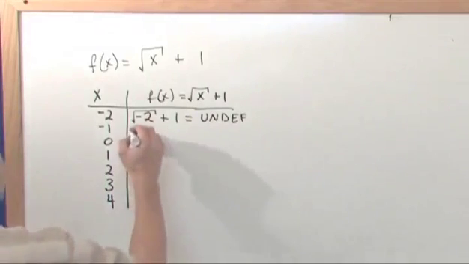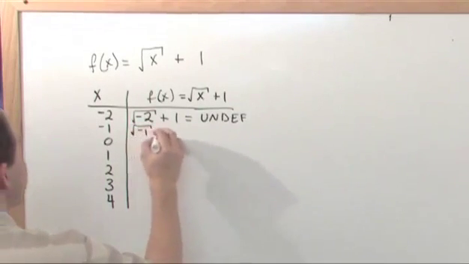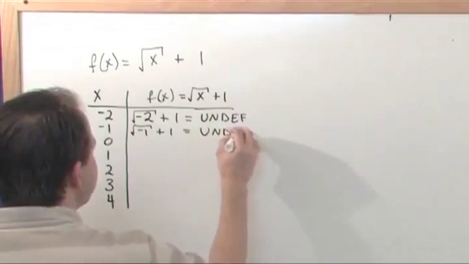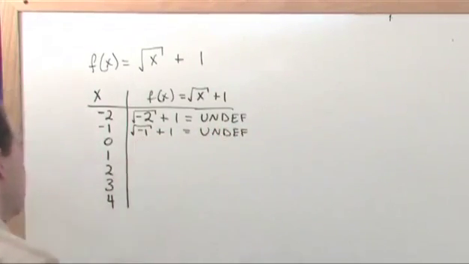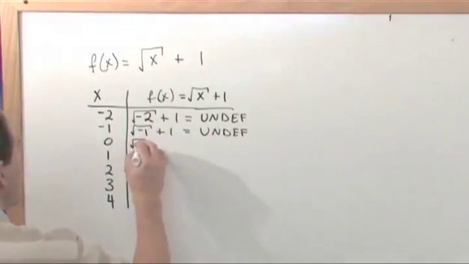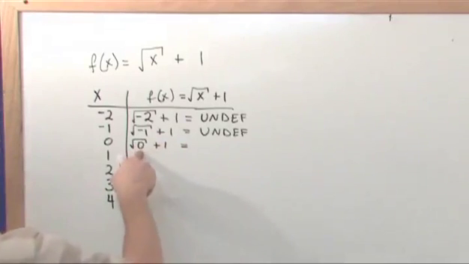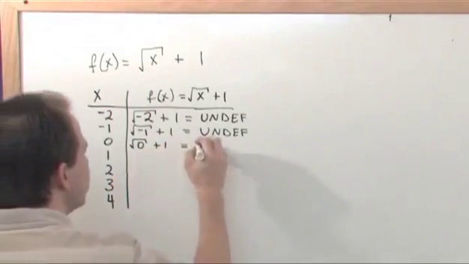Okay? Same thing here. If you put negative 1 in plus 1, you got the same thing. You can't calculate that because you have a negative 1 there, and you're going to get an imaginary number. Now, when we try to put in 0, what we get is square root of 0 is 0. Plus 1 just gives us 1.